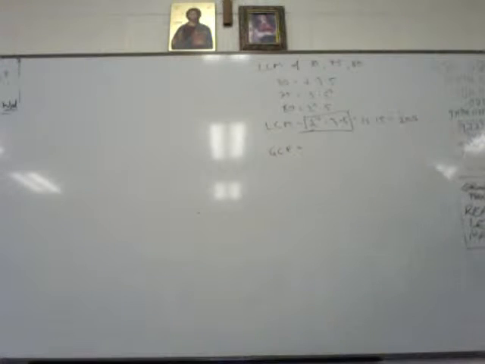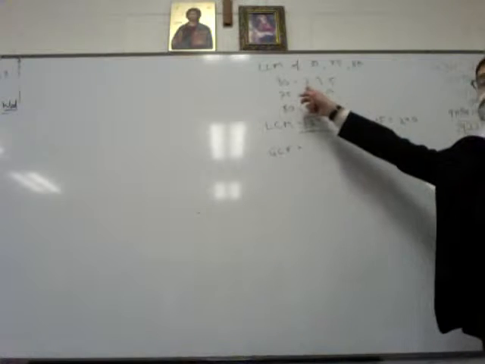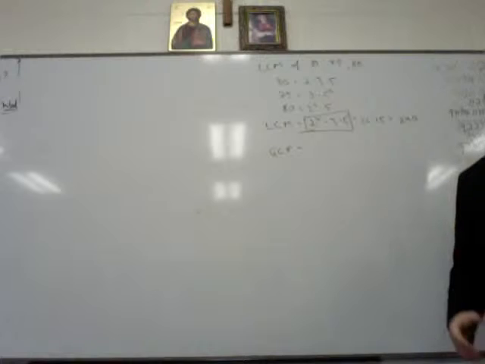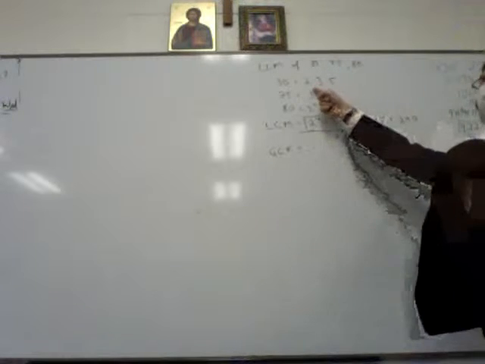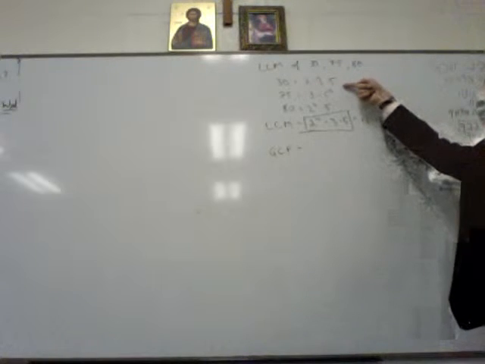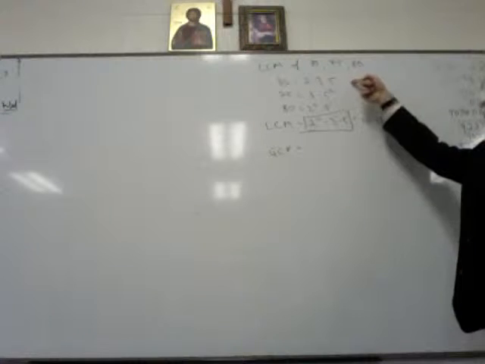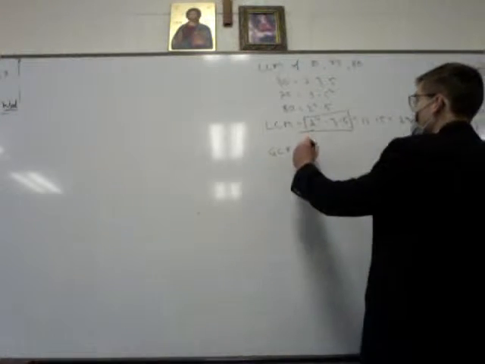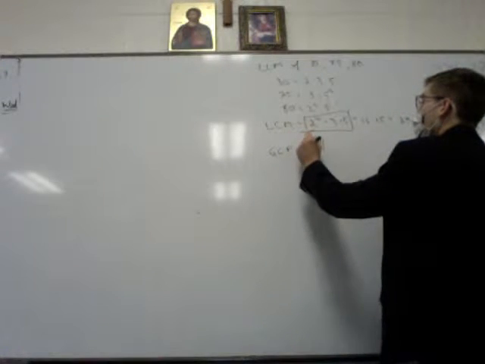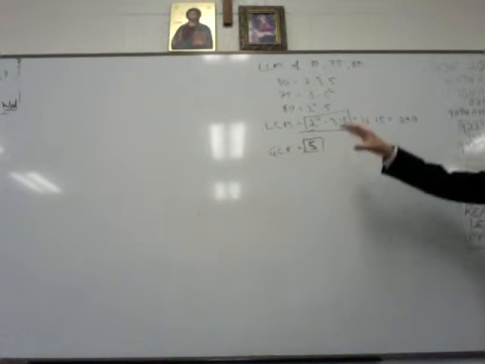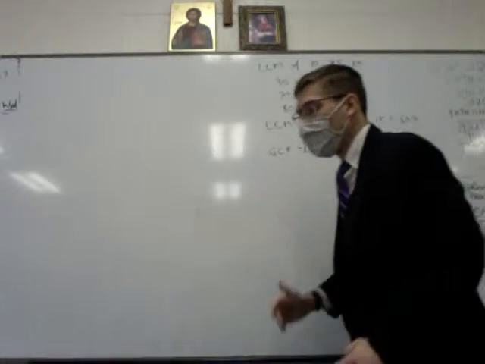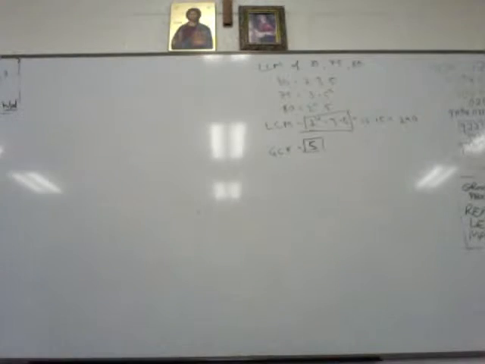What's the largest thing that all 3 of these share in common? Do they share 2 in common? No. Do they share 3 in common? No. Do they share 5 in common? Yes. How many copies of 5 do they all share in common? 1. So it's 5. The greatest common factor of these 3 is 5. Notice how this trick of breaking things down into their prime factors is really useful for finding least common multiples and greatest common factors.